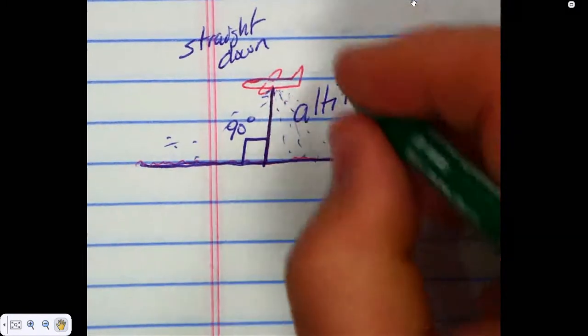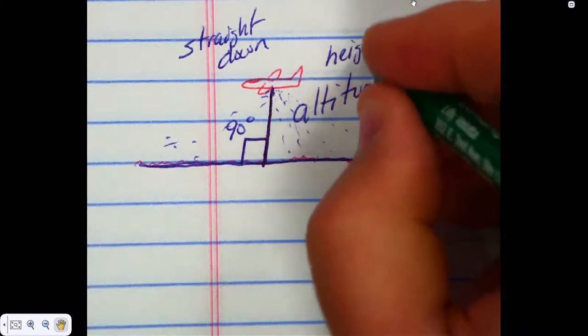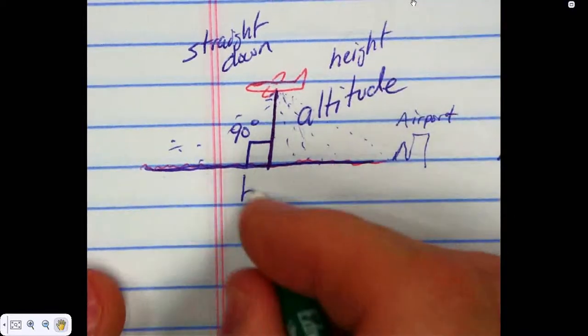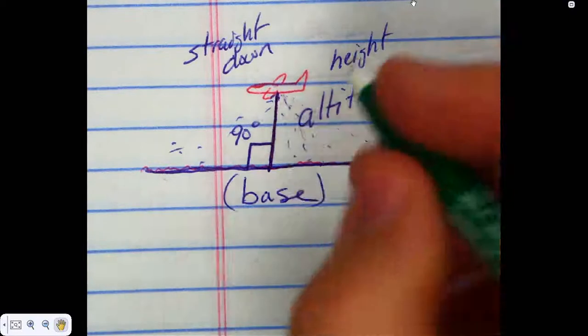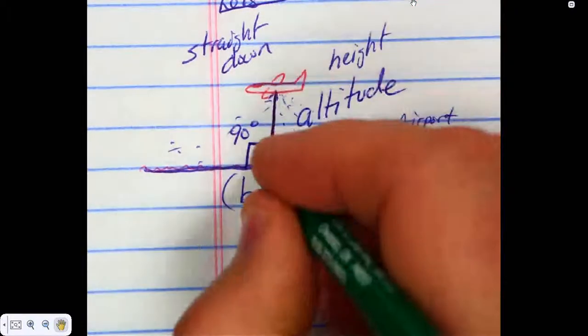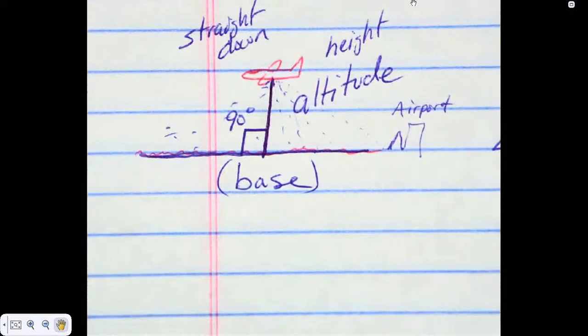So when we talk about altitude or height, we've basically got something that's the ground, and we'll call that the what? Base. And then we've got the height, which is measured straight down, or 90 degrees. So you kind of see what I'm saying about height, how we measure that?